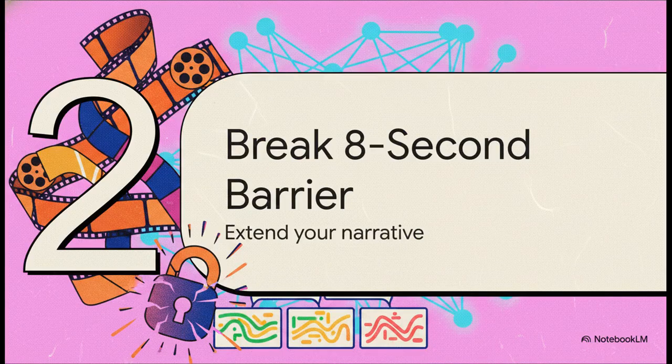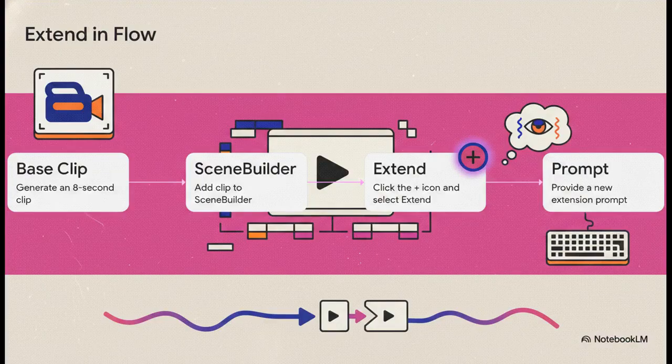Moving right along to Section 2, breaking the 8-second barrier. Now that we know what the engine can do, let's solve that first major roadblock filmmakers face, that notoriously restrictive 8-second hard cap on AI video generation. Let's see how this actually builds a continuous micronarrative. The workflow inside Google Flow is beautifully simple once you grasp the underlying logic.